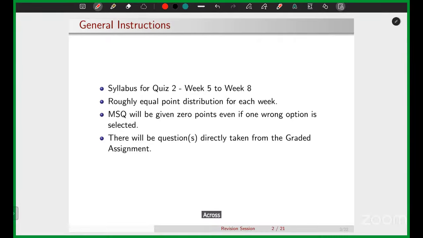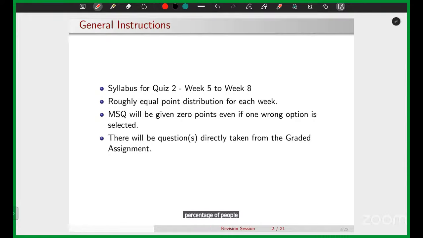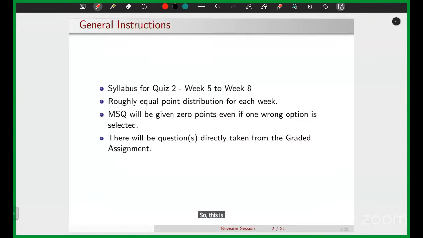Across the 3 exams, a total of 10% of your grade will come from questions which are directly from the graded assignment. So please make an attempt to solve at least these. What we observed in quiz 1 was, despite it being a very direct, easy graded assignment question, the percentage of people who got it correct was very low. I don't remember the exact number, but it was very low. So this is 3 points on the table for you.